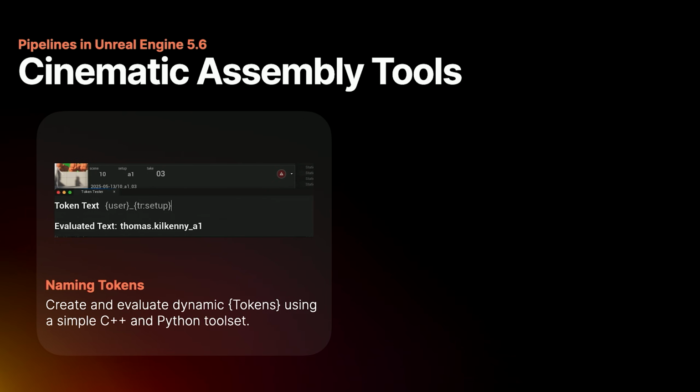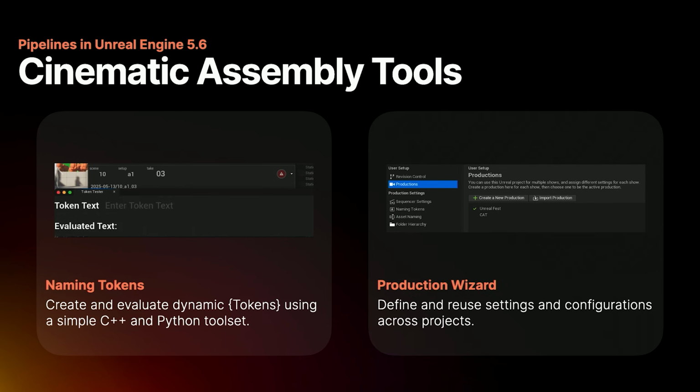So an example of this is naming tokens. In naming tokens, this will allow you to define reusable naming tokens to set up strong naming conventions for your project. So there's ways to customize them, and then your tools in C++, Python, et cetera, will be able to leverage them. There's also a production wizard, and so this will allow you to define and reuse settings across projects, right? So you have one project, everything's set up correctly. You start another project, you want it to be the same. That's not necessarily as easy as you might think, and so the production wizard is going to help facilitate that.